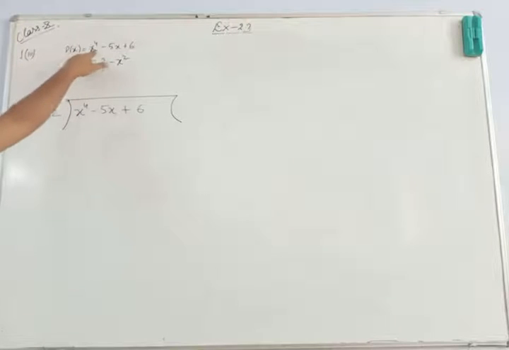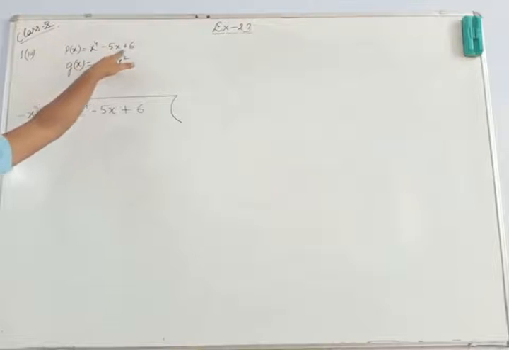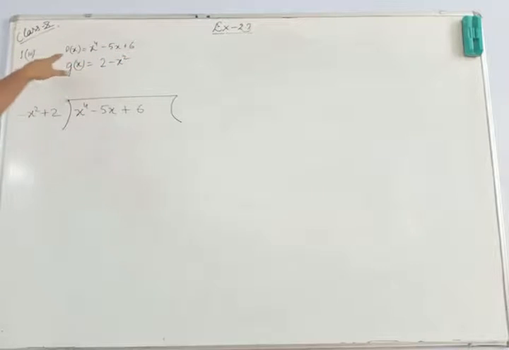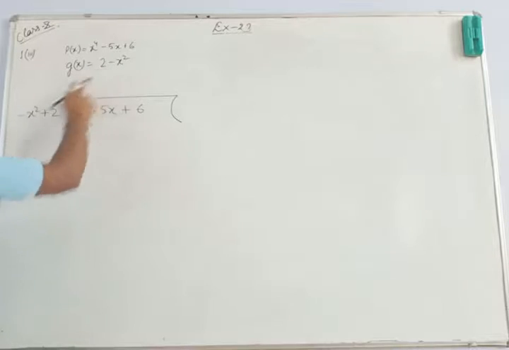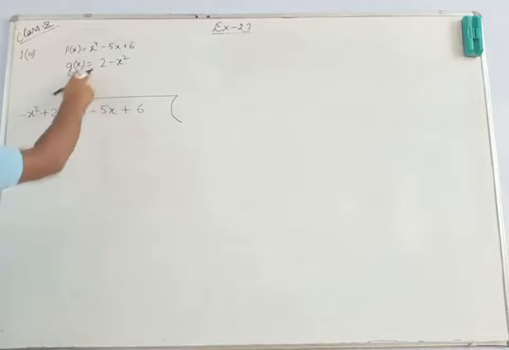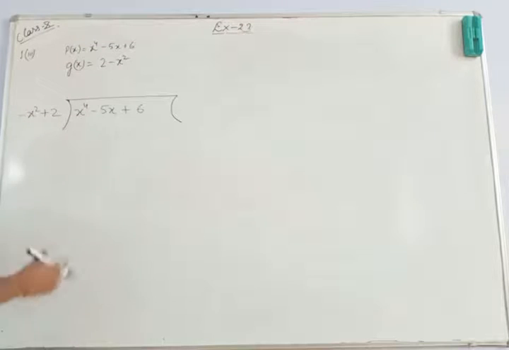Divisor is what? X raised to the power 4 minus 5x plus 6. And sorry, dividend is what? X raised to the power 4 minus 5x plus 6. And divisor is what? It is 2 minus x square. So we will be rearranging it again. Minus x square at first we will be writing, and positive 2 we will be writing, okay, as the second term.